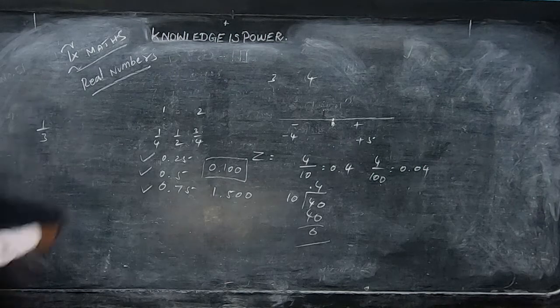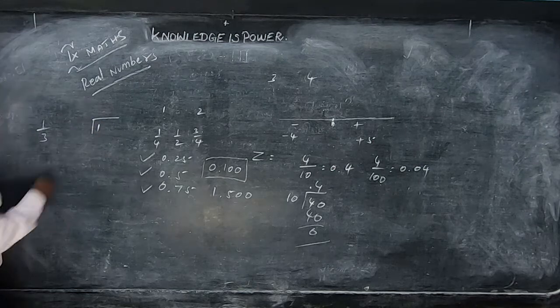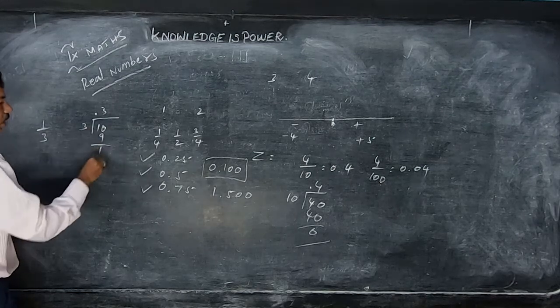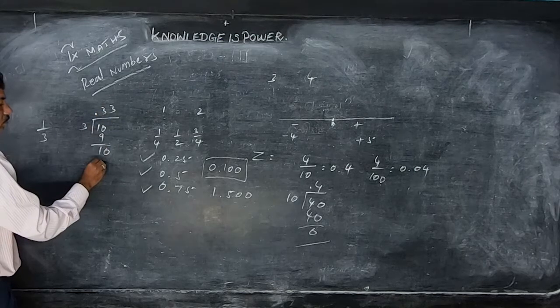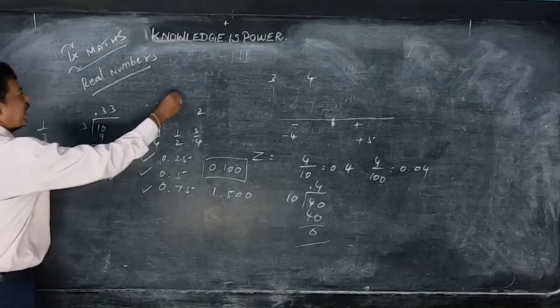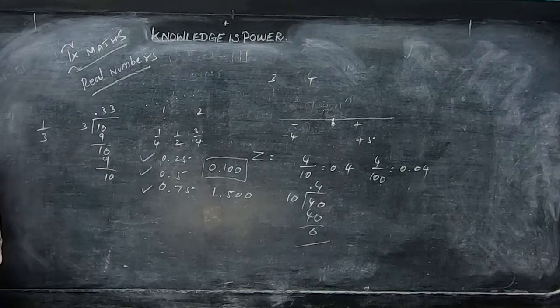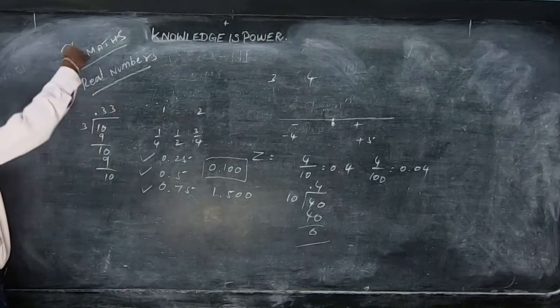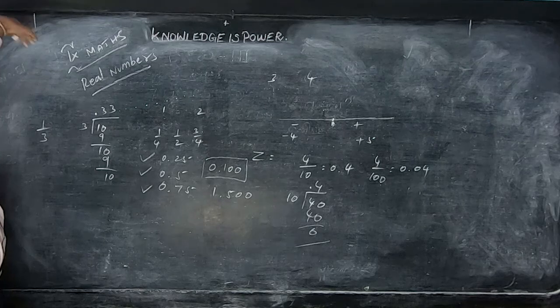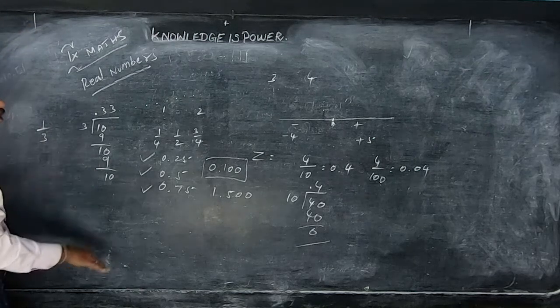Okay, so how will we divide that? 1, 3, 0, 3 3s are 9, again 1 0, 3 3s are 9. Okay, again 9, again 1 0. You will get same number. Okay, 3 3 3 எத்தனை தடவை போட்டாலும் 3 3 3 3 போயிட்டே இருக்கும். There is no finite value, infinite number of 3. நீ 100 தடவை போட்டாலும் அதே 3 தான் வரும்.